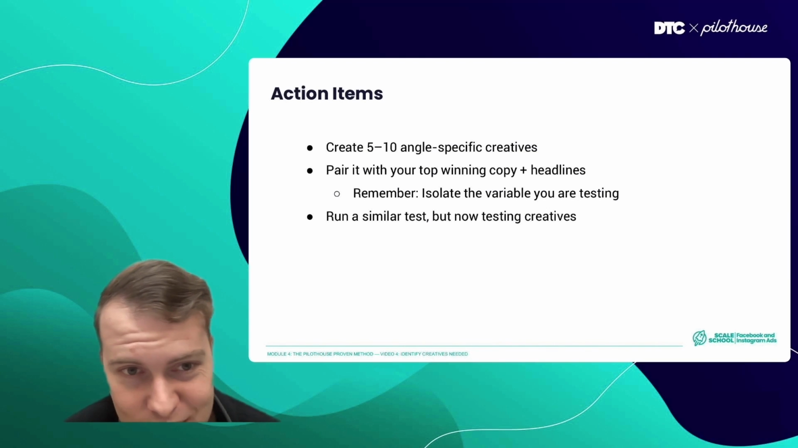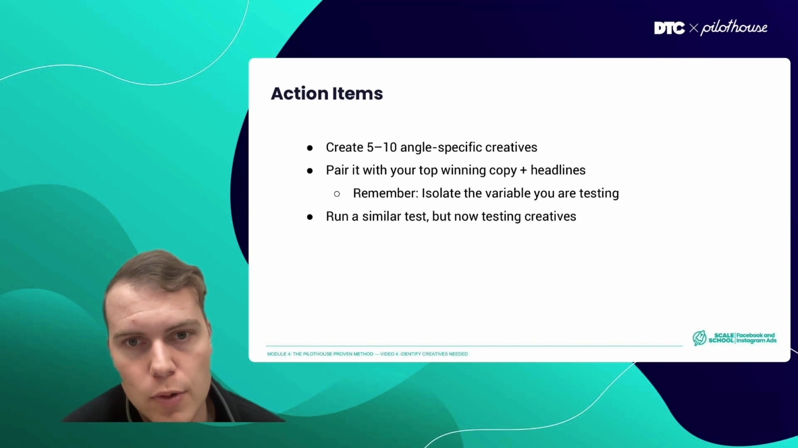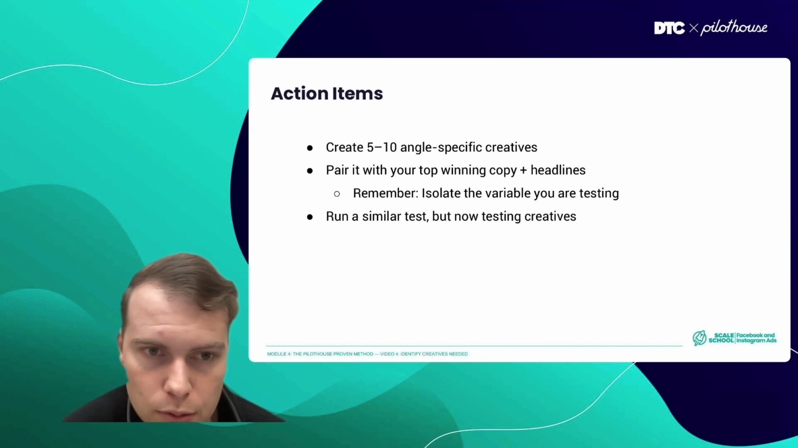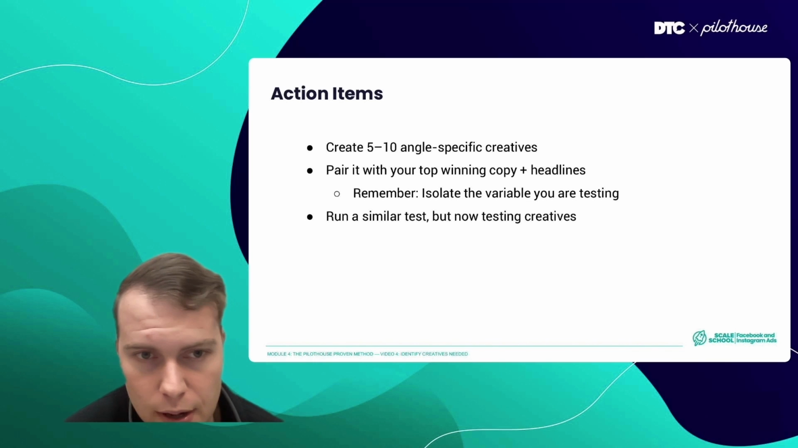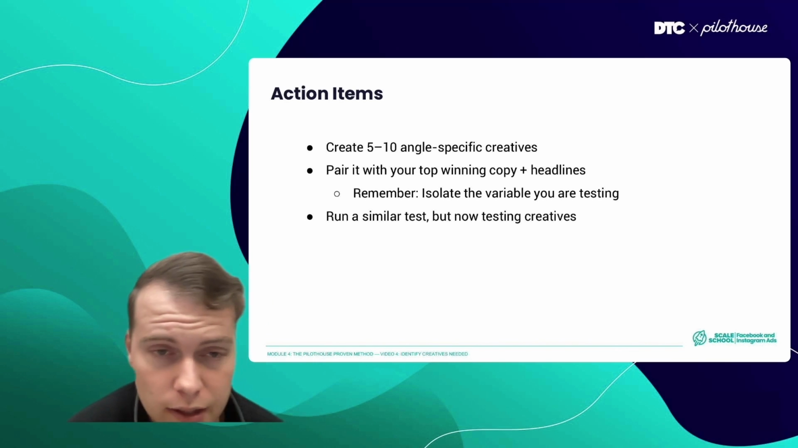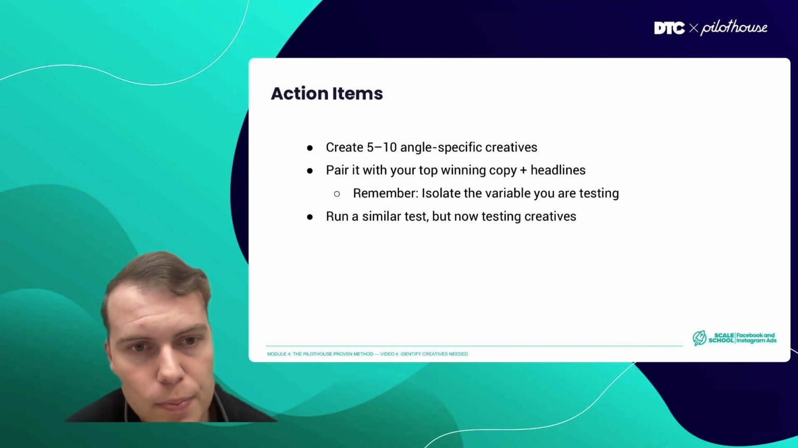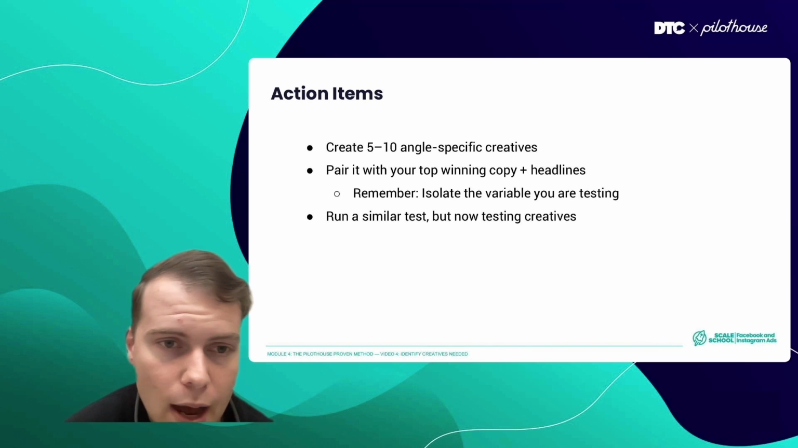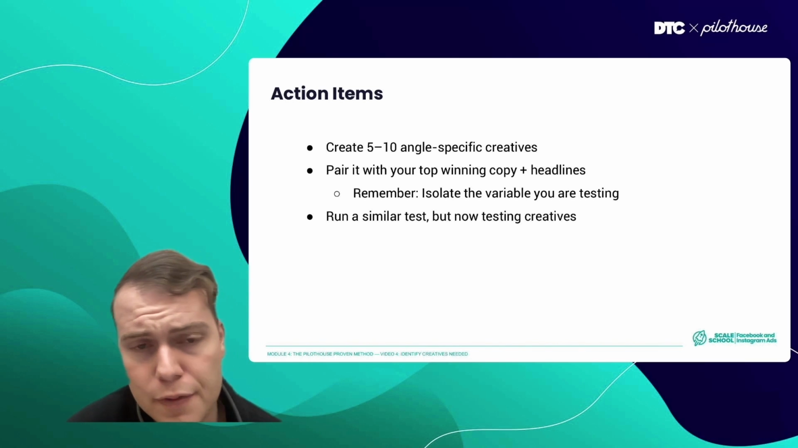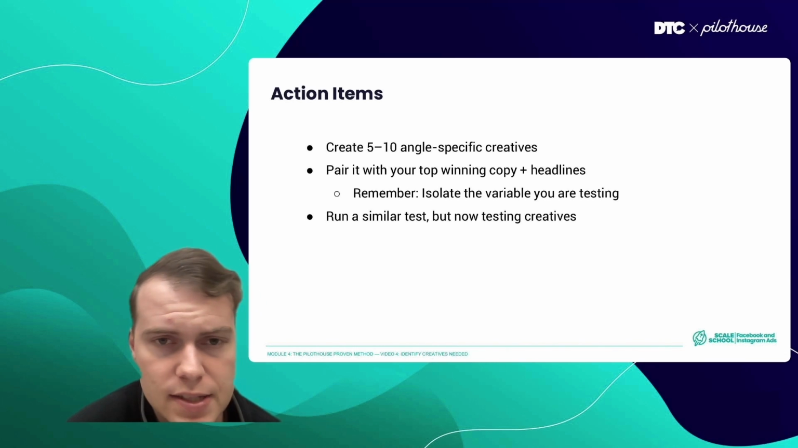So in terms of action items, and stick to your workbook on this as well, you'll want to create 5 to 10 angle specific creatives, pair it with your top winning copy and headlines. Remember that you want to isolate the variable you're testing. So again, the more consistency you have, the better. If you have multiple winning copy and headlines and you're feeling uncertain about whether to mix and match and introduce multiple variables, definitely consider what you're looking for at the end of this test.